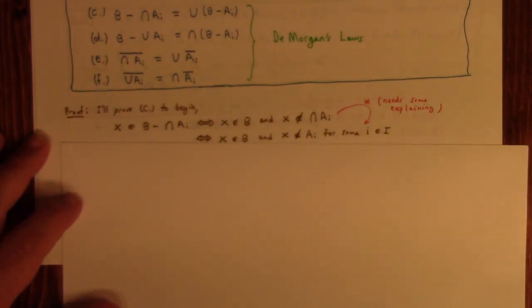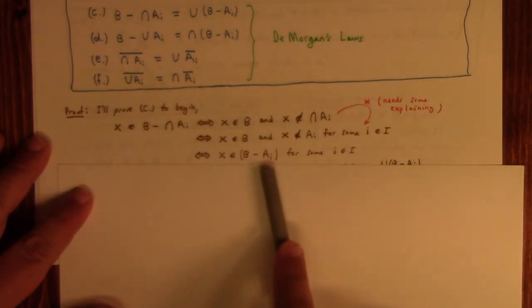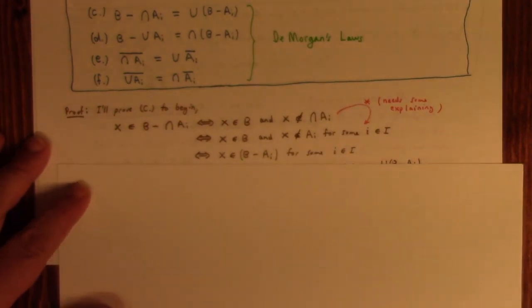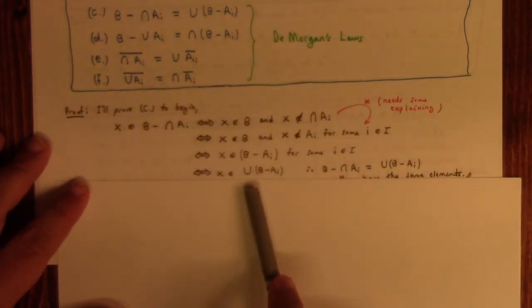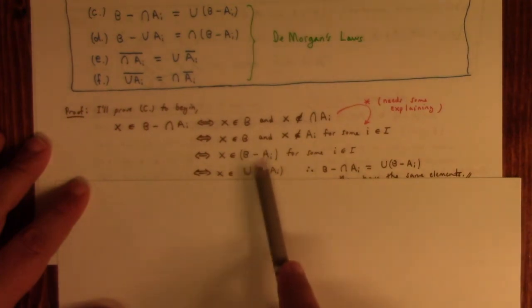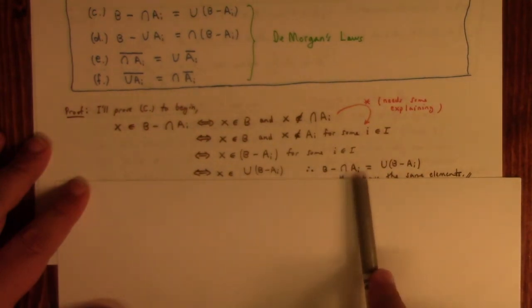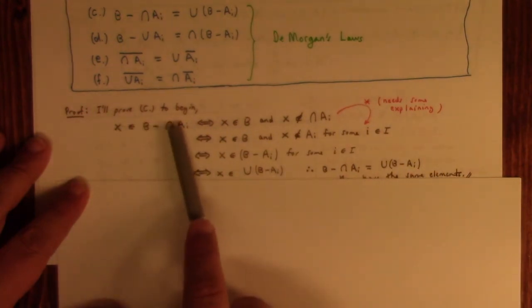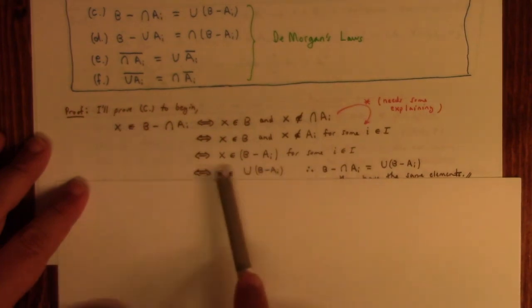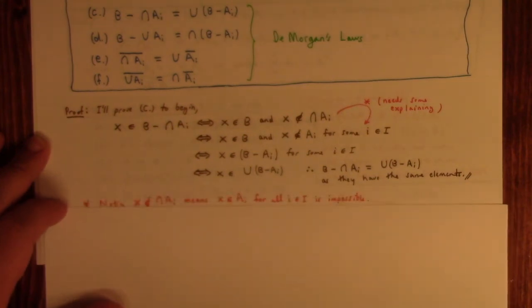All right, so next, if that's the case, that means that X is an element of B minus A sub I for some I, right? But that is logically equivalent to saying X is an element of the union of B minus A sub I over I. It just has to be in one, and then it's in the union. And therefore B minus the intersection is equal to the union of the differences, because I've just shown that every element of here is also in here and vice versa, right? In other words, I've actually shown double containment. They have the same elements.